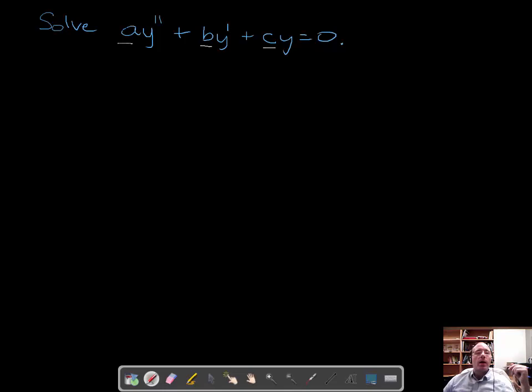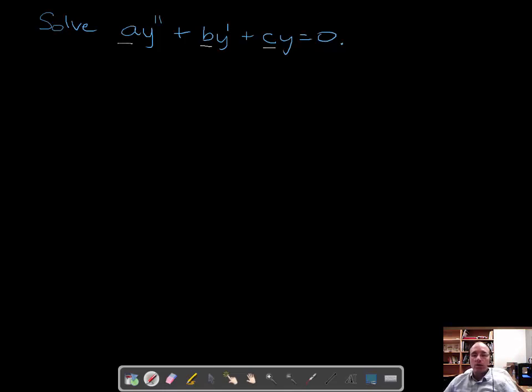Alright, then it's second order. That's not so hard to see. It is a linear equation, and when I say it's homogeneous, I just mean that this portion here is 0. So the part of the function without a y is 0.